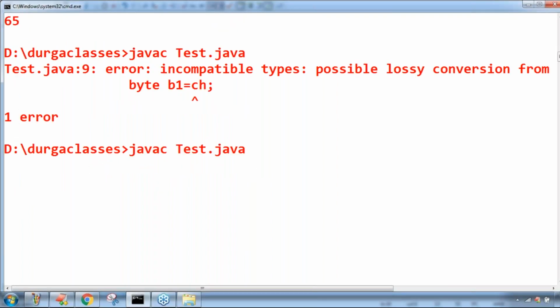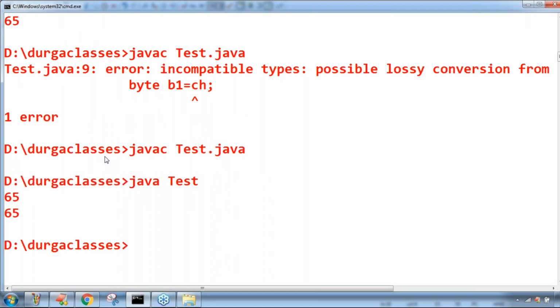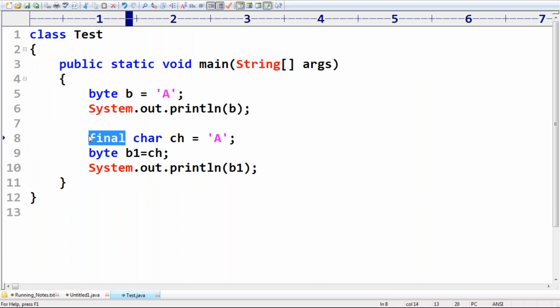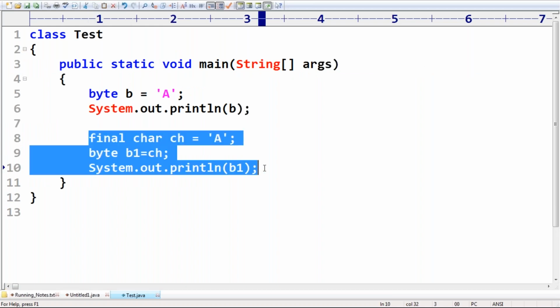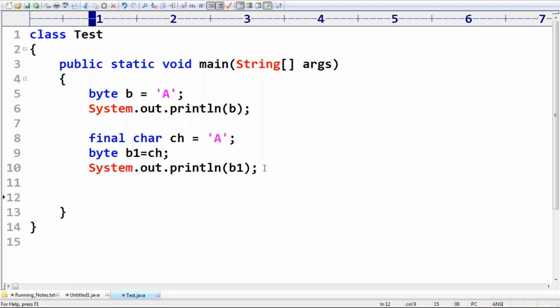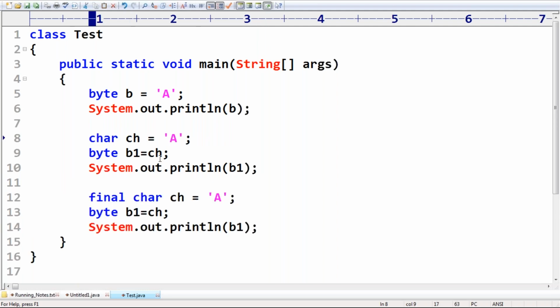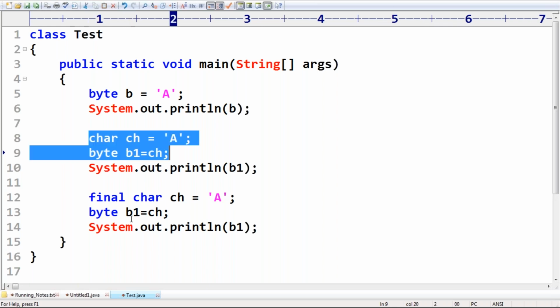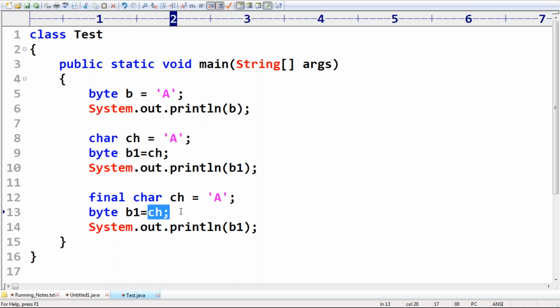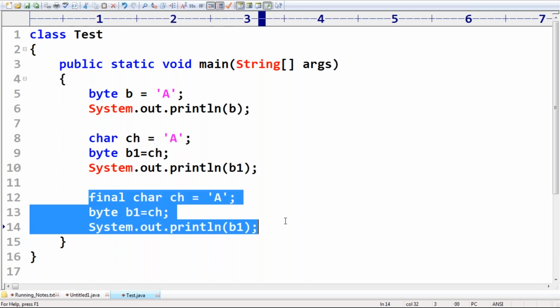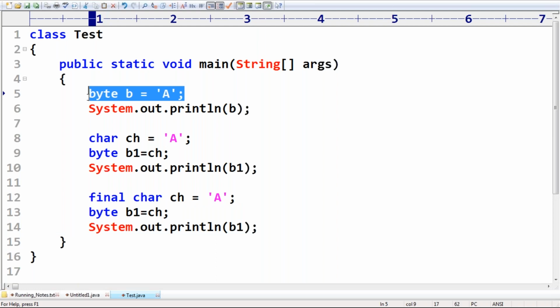Now observe carefully. Yes, valid. No issue at all. If it is not final, the problem comes. Why? Because it is a char, the value of ch can be anything at runtime, so I can't accept this compilation. But here the value of ch is always fixed, sir, 'A'. That's why the compiler is going to accept. So final variables are constants. So for constants with a char, the corresponding Unicode integral value will be considered.